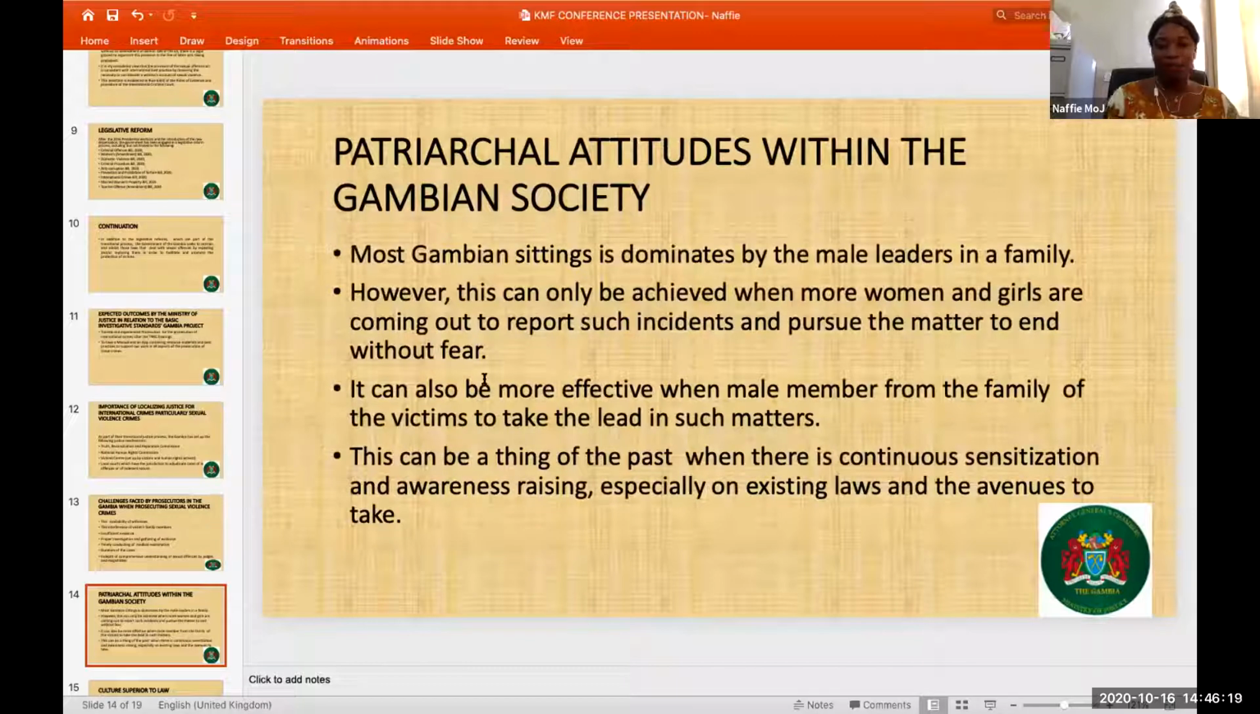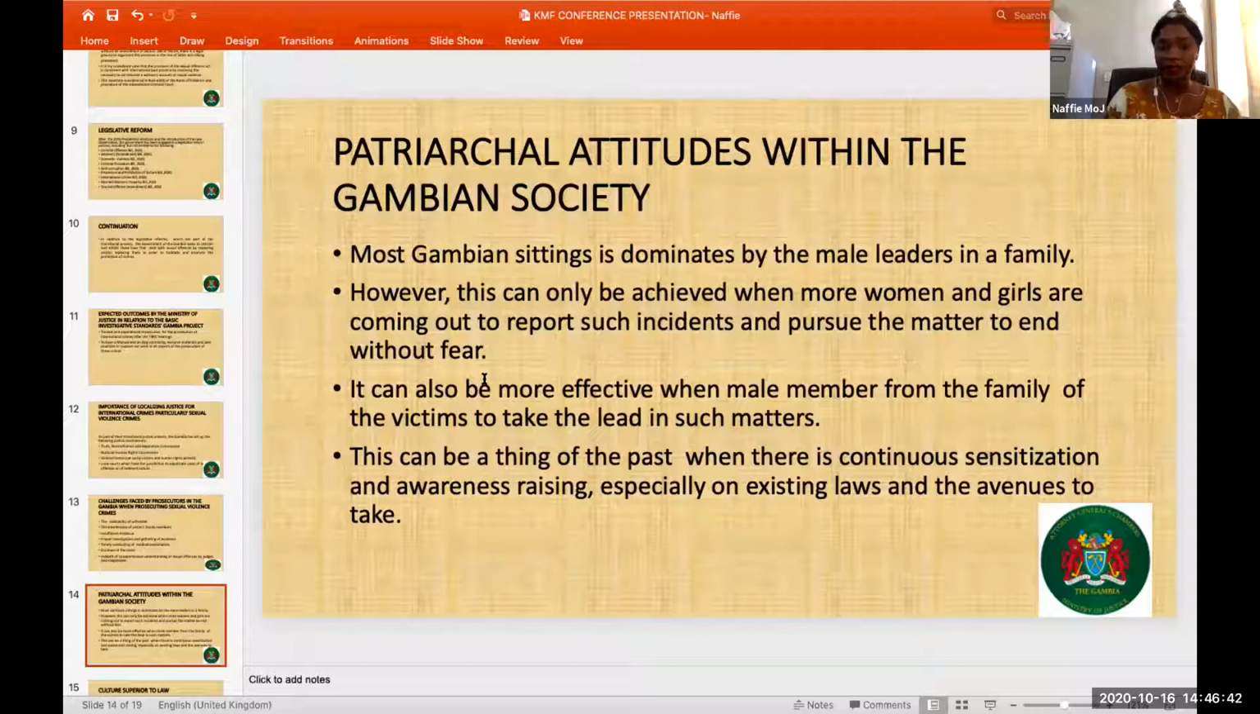So I'll just briefly go through the patriarchal attitudes within Gambian society, that most Gambian settings are dominated by male leaders. This can be broken down if more women are involved, if more girls are brave enough to report these incidents, and if they've seen results from those that have already reported.